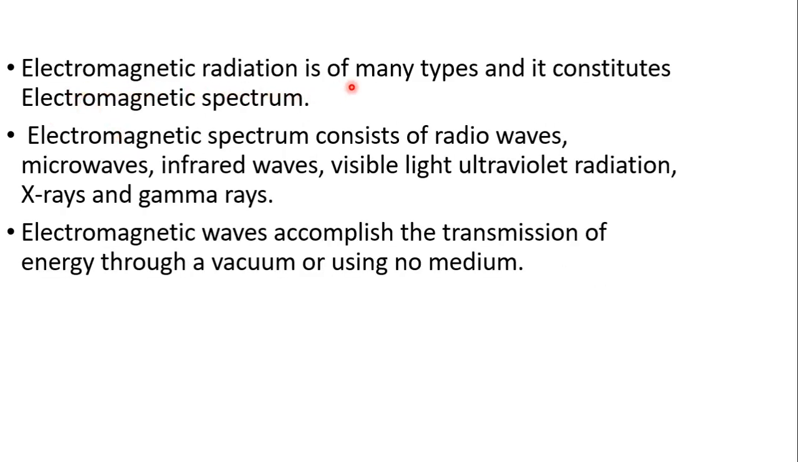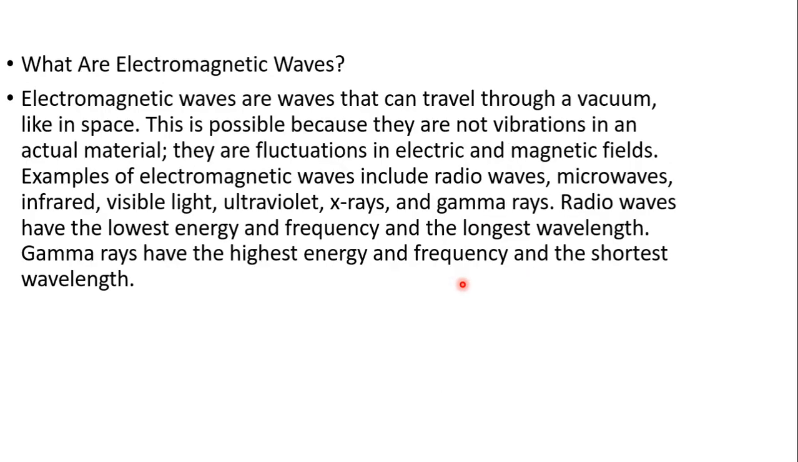Electromagnetic radiation is of many types and it constitutes the electromagnetic spectrum. The electromagnetic spectrum consists of radio waves, microwaves, infrared waves, visible light, ultraviolet radiation, X-rays and gamma rays. Electromagnetic waves accomplish the transmission of energy through vacuum, using no medium.